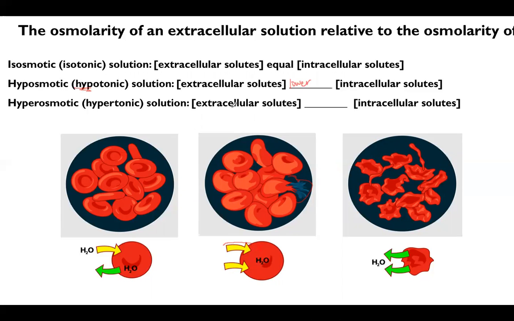The opposite happens for hyperosmotic or hypertonic solutions. The extracellular solutes are then higher, so higher on the outside than the intracellular. They want to go from low to high, so water leaves the cell, shriveling the red blood cell.